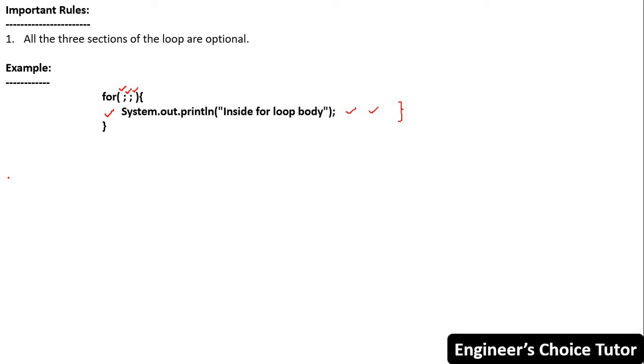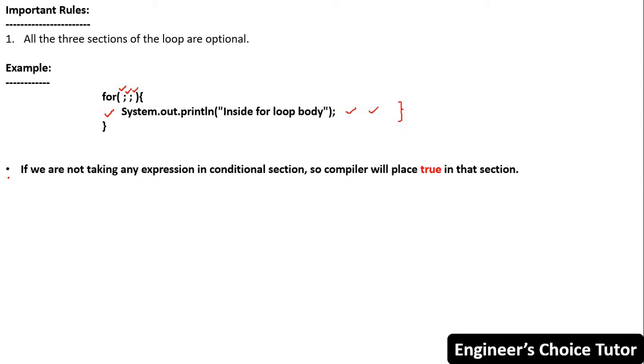Internally, the JVM will place true in that section. In which section? In the condition section. Let's see this. If we are not taking any expression in the conditional section, the compiler will place true in that section. So internally the compiler will place true here in the condition section. Because of that, the JVM is executing this statement an infinite number of times.